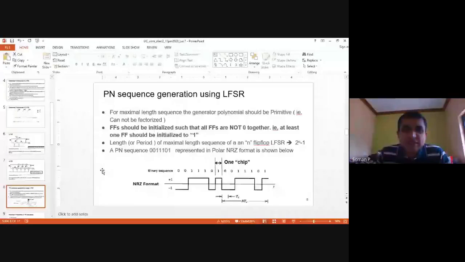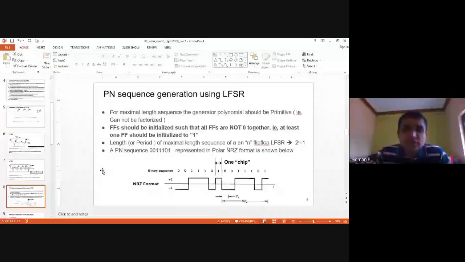Another important thing is that the flip-flops should be initialized such that all flip-flops are not 0 together. In other words, at least one of the flip-flops should be initialized to 1. If all flip-flop outputs are 0, then you will not get the sequence at all. The sequence will be 0, 0, 0, 0, all zeros. So at least one of the flip-flops should be initialized to 1. All others can be 0 or any binary value.